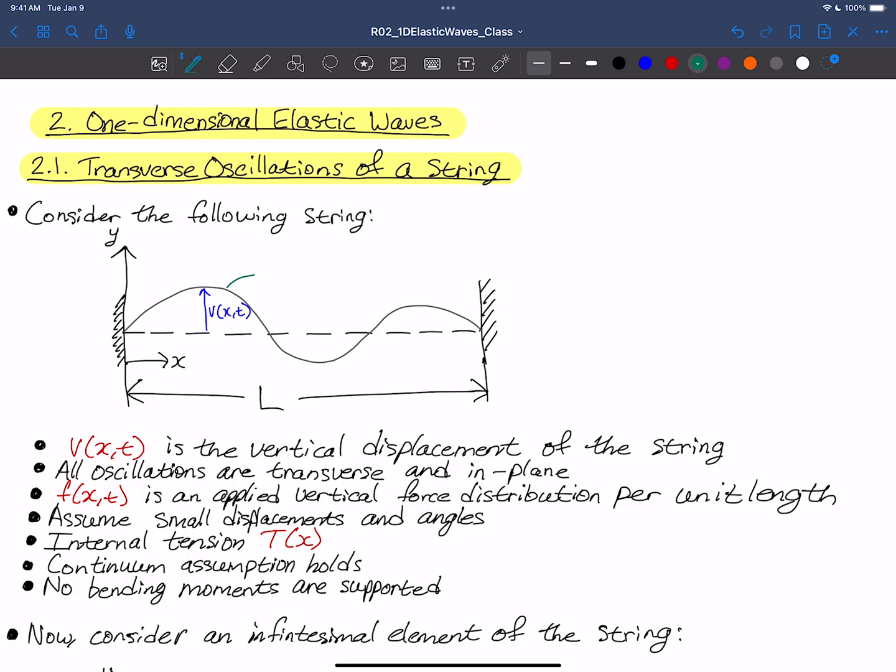The string is going to have an internal tension, T of x, and a mass per unit length, m of x. And then lastly, we are going to now apply or consider an external force per unit length of f of x comma t. Now, this f can act across the entire string, and I've only drawn it for a small part. But you should know that it can apply across the entire string, to a part of a string, at a very specific location, or it could be in multiple locations with breaks in between those locations.